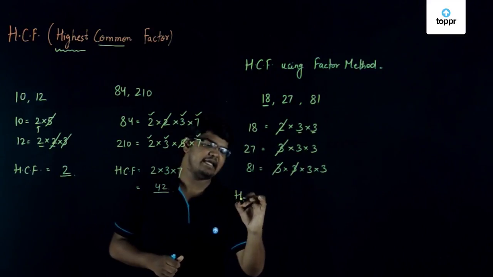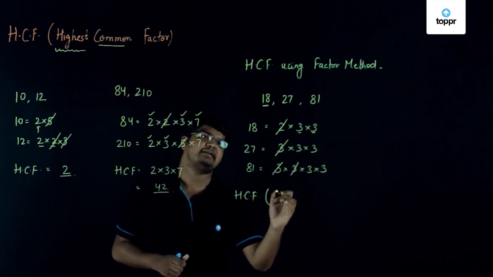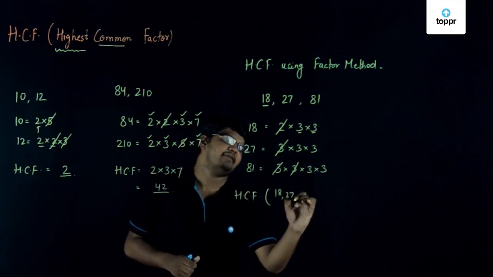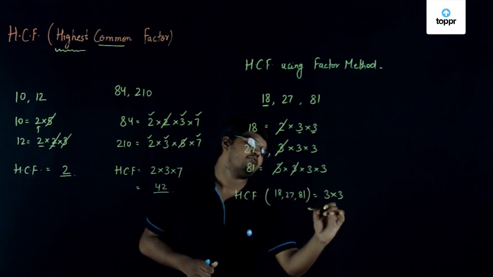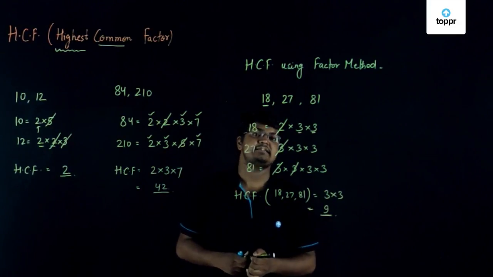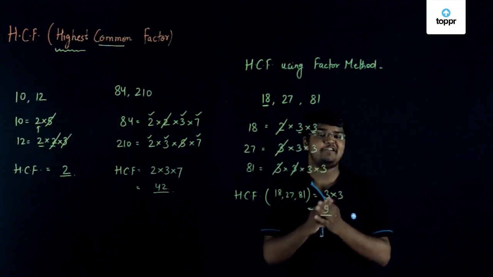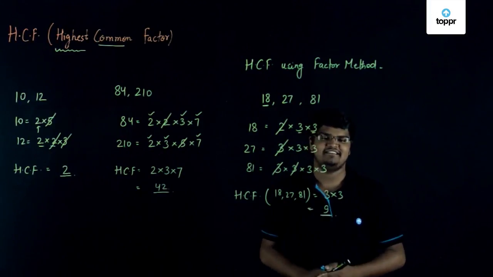and so the HCF of all the 3 numbers, that is 18, 27 and 81, will be equal to 3 into 3, which is equal to 9. And hence we can say that the HCF of 18, 27 and 81 is 9.